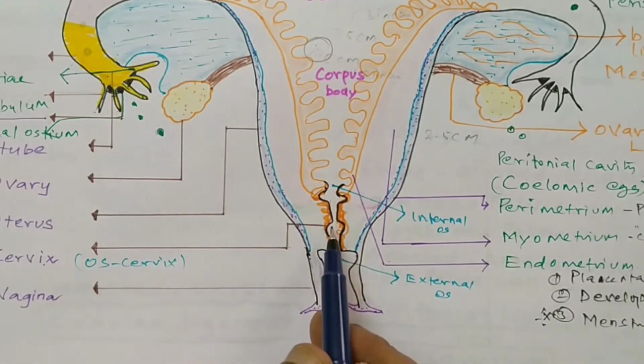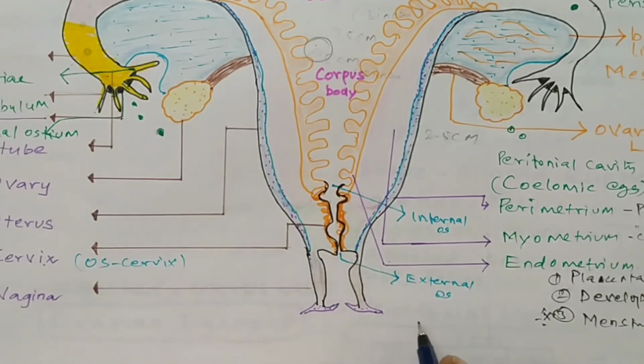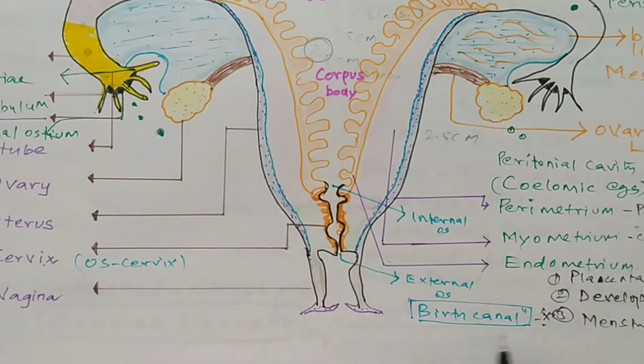The cervical canal along with the vagina is termed the birth canal. It is through the birth canal that delivery of the baby occurs, so it is termed a birth canal. The cervical canal plus vagina is termed the birth canal.